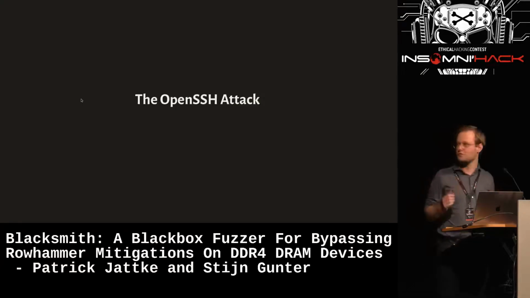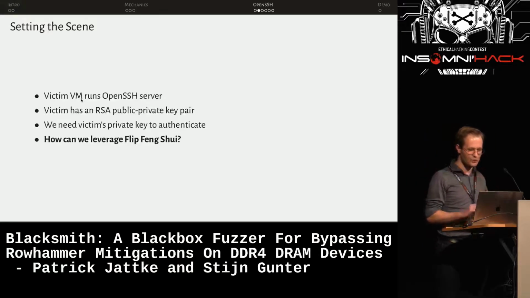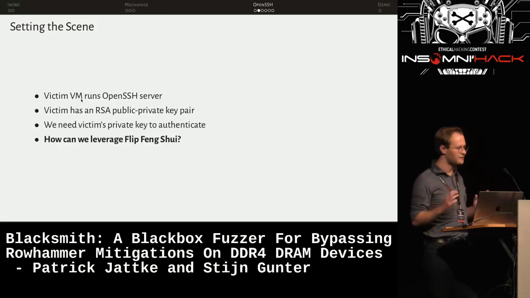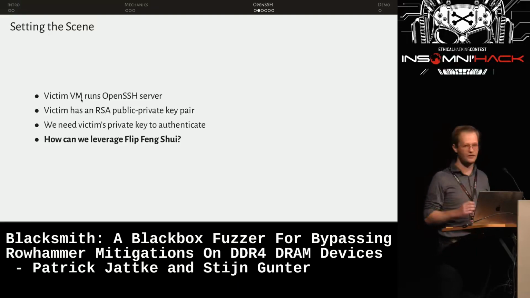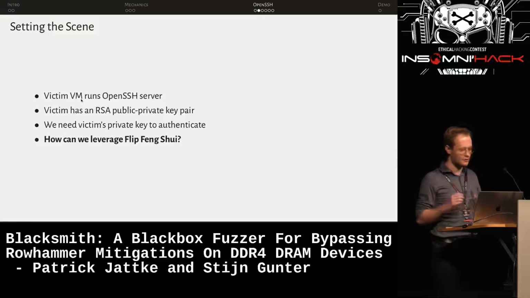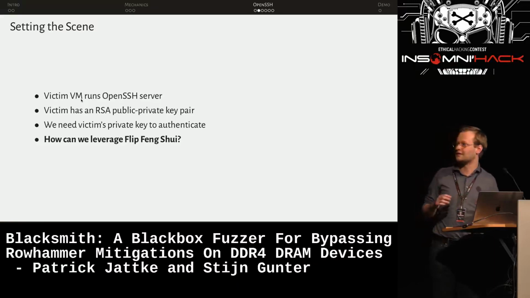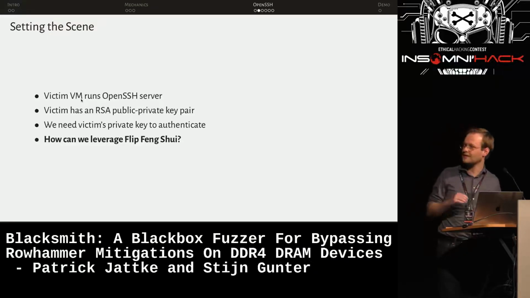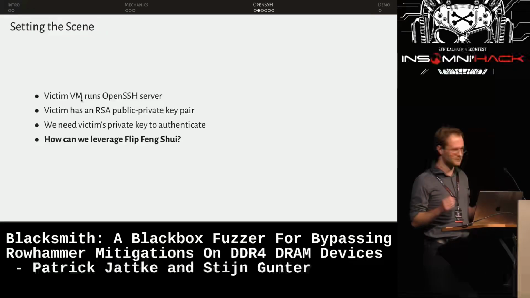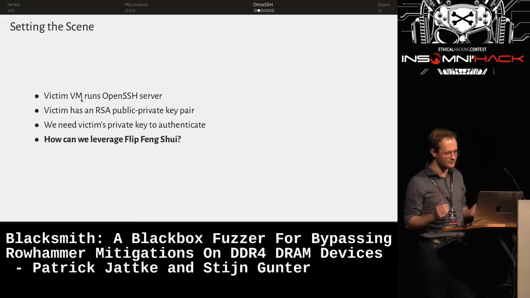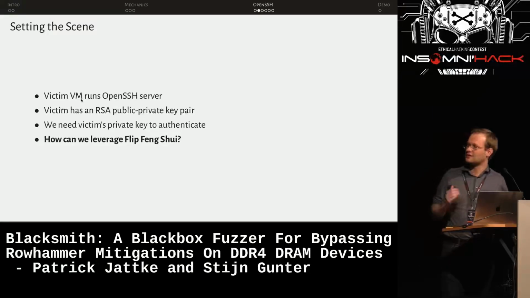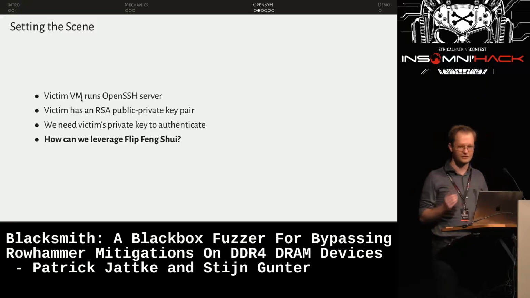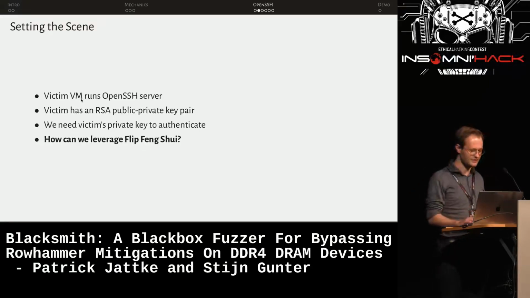So what we're going to do is we're going to use this technique to construct an attack against OpenSSH. So imagine the following scene. All right, we have a victim VM running an OpenSSH server, and our victim has an RSA public-private key pair. The public key is in the authorized key list in the victim VM, and the victim uses his private key to authenticate himself to the server and to gain access. Now, how can we leverage Flip Feng Shui and Rowhammer to break into this server without actually having access to the private key?